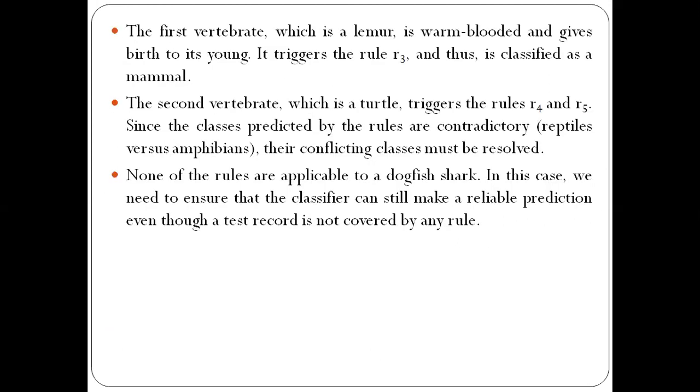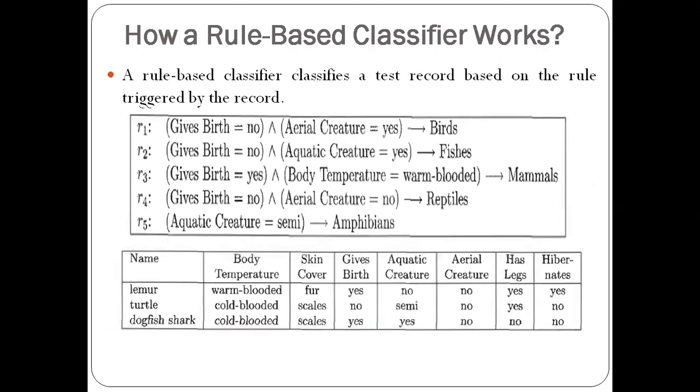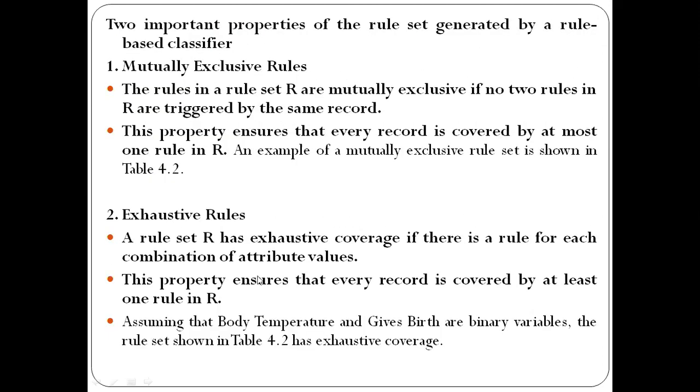As I said, in this example, since we are unable to define the class label for the third record, we will not be able to classify it, because we don't have any rule that is satisfied or triggered by these attribute values. Instead, if we define a rule for every combination of attribute values, then at least one rule will be triggered by a record. If we have at least one rule triggered by the record, then you can easily use that rule to classify your record. That is called an exhaustive rule.